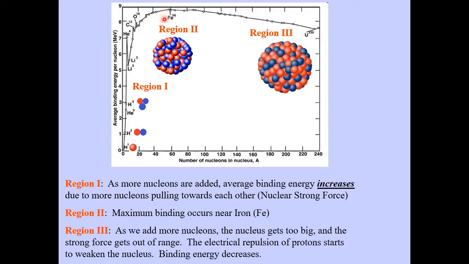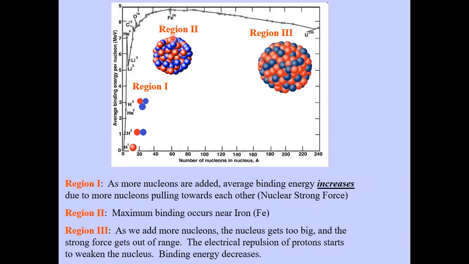And it actually peaks out right around iron up here. At this point, we've got a total of 56, it looks like, protons and neutrons all stuck together, all pulling on each other very tightly. And as a result, there's almost 9 million electron volts of binding energy for each one of these 56 protons and neutrons.